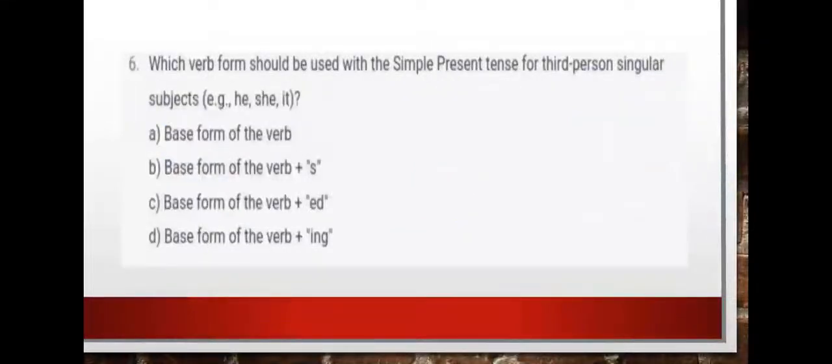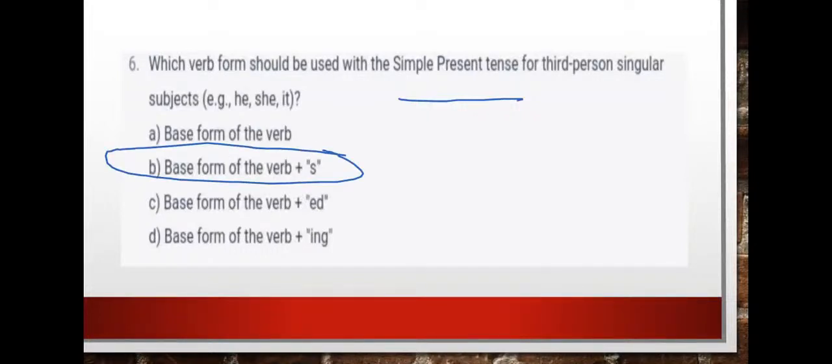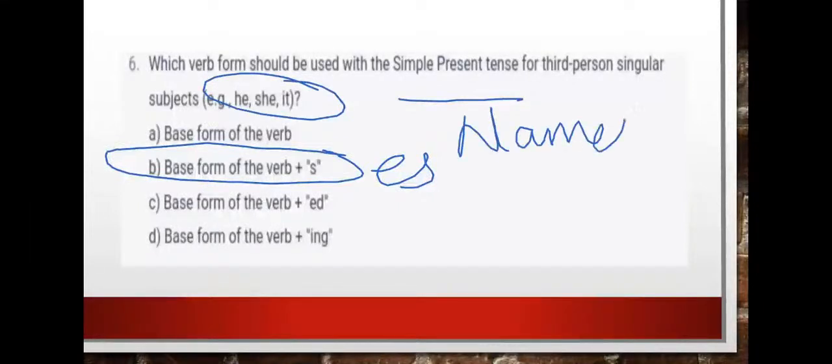Which verb form should be used with the simple present tense for the third person singular? The verb form is the base form plus s or es, because we are adding it to make it singular, just like not with only these three pronouns. We can also use it with names. If there is only one name, that is singular, then we have to use it accordingly.